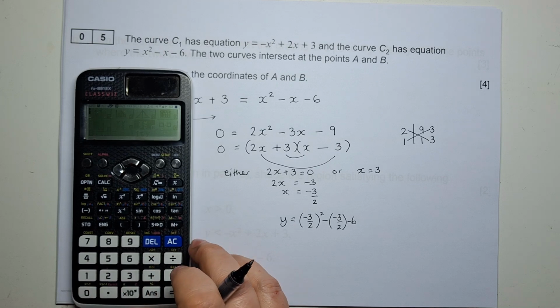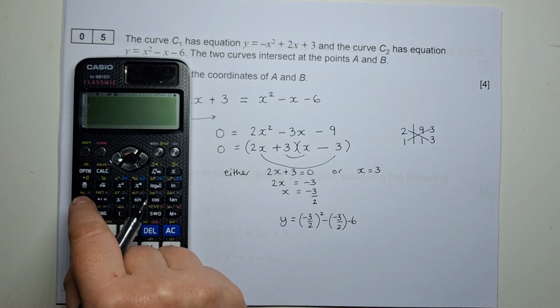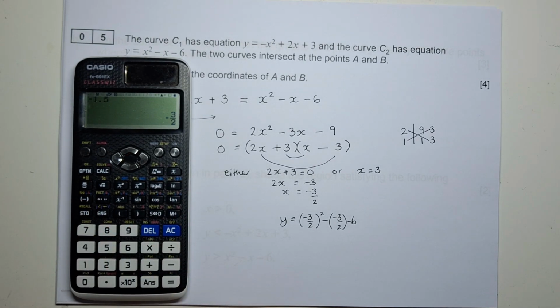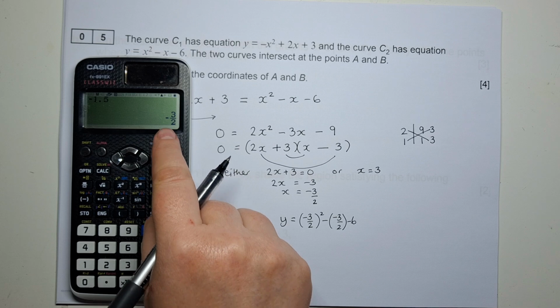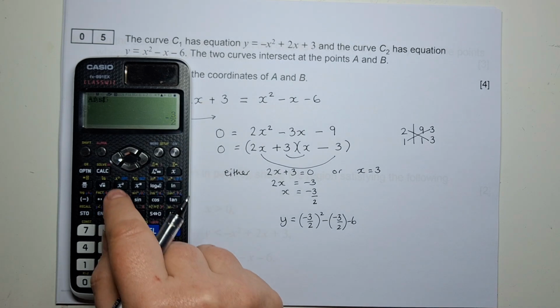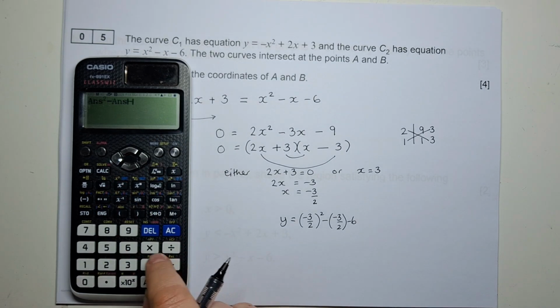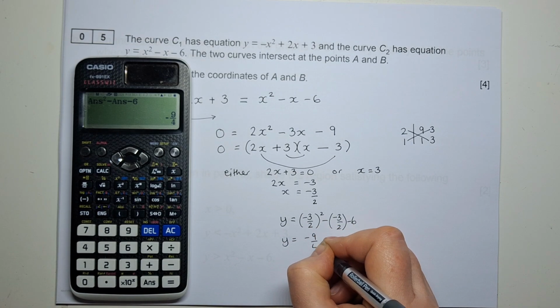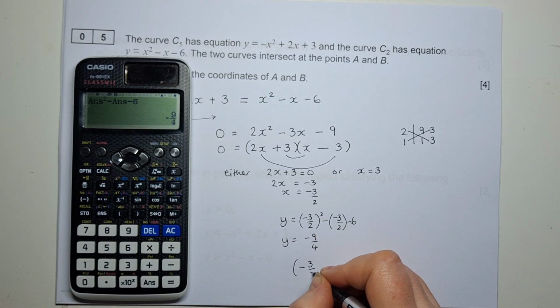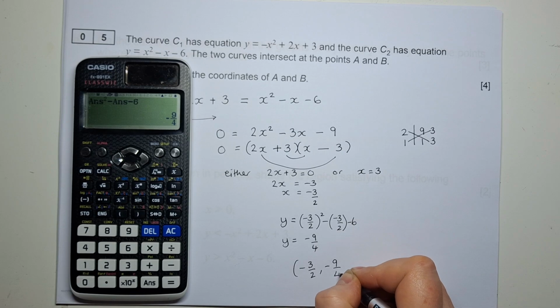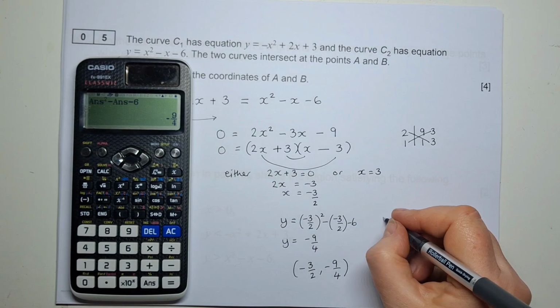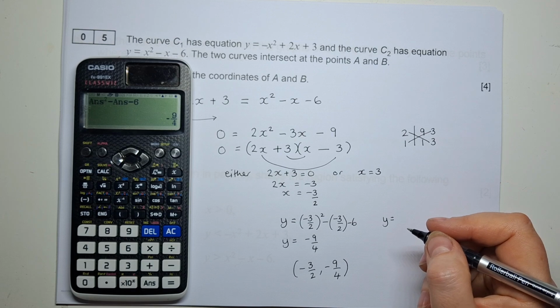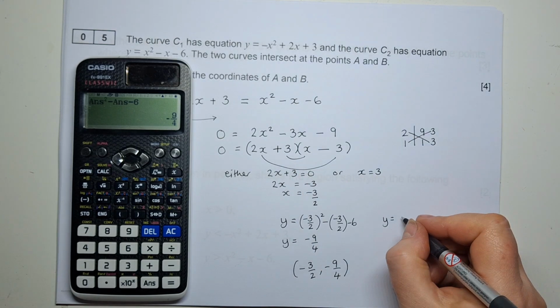So sometimes I input negative 1.5, input the number, and then I can use the answer button. Okay, and then I don't need to keep writing a lot of minuses in there. So I might say, I've input minus 3 halves, and then I can say answer squared, take away answer, take away 6. Okay, that's actually quicker. So one coordinate is minus 3 halves, comma, minus 9 quarters. You can say that as decimals if you prefer. And you would get exactly the same y coordinate if you subbed it into the other quadratic, obviously.